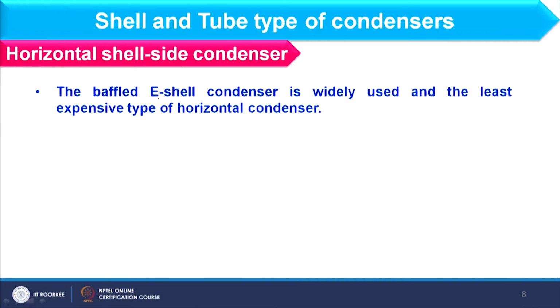Now let us discuss a few more points about the horizontal shell side condenser, where we usually consider the E shell. TEMA E shell is widely used in condensers and is the least expensive type of horizontal condenser. You can understand that, because TEMA E is the simplest type of shell, so it becomes inexpensive in comparison to others, and therefore it is widely used in condensers.